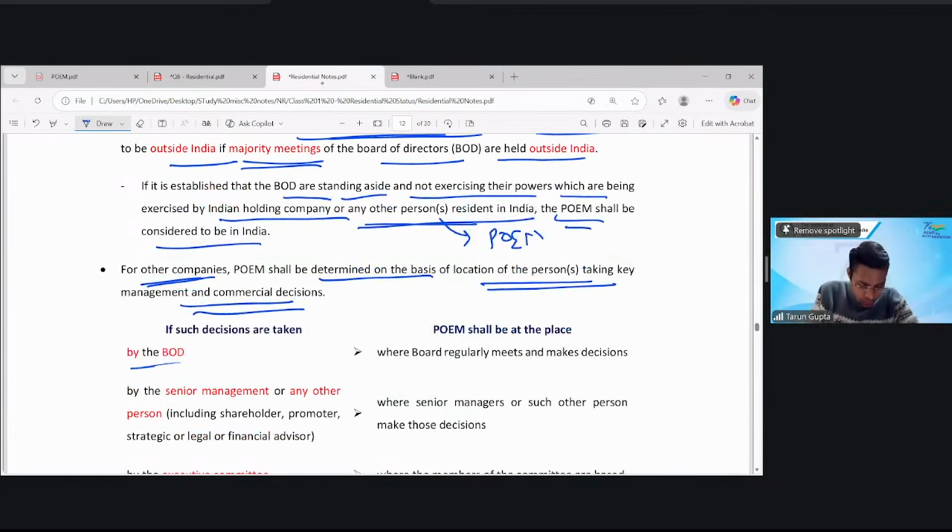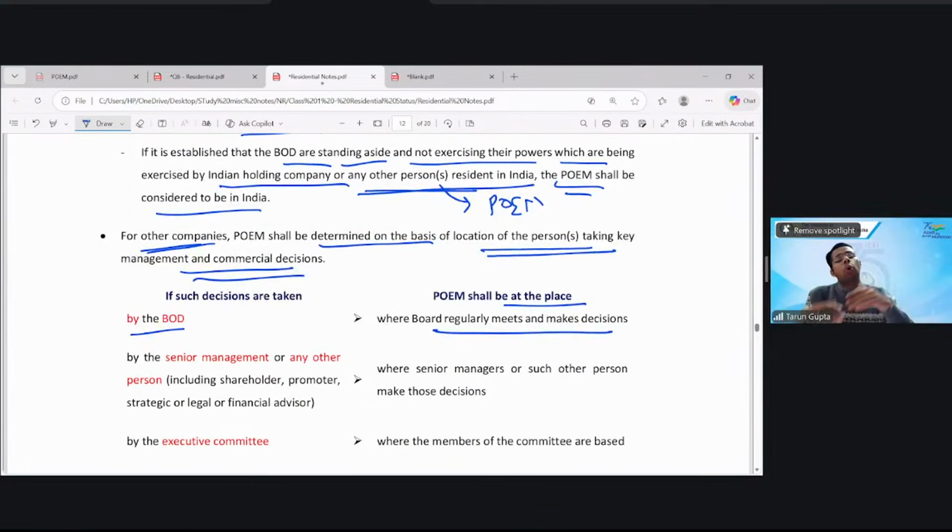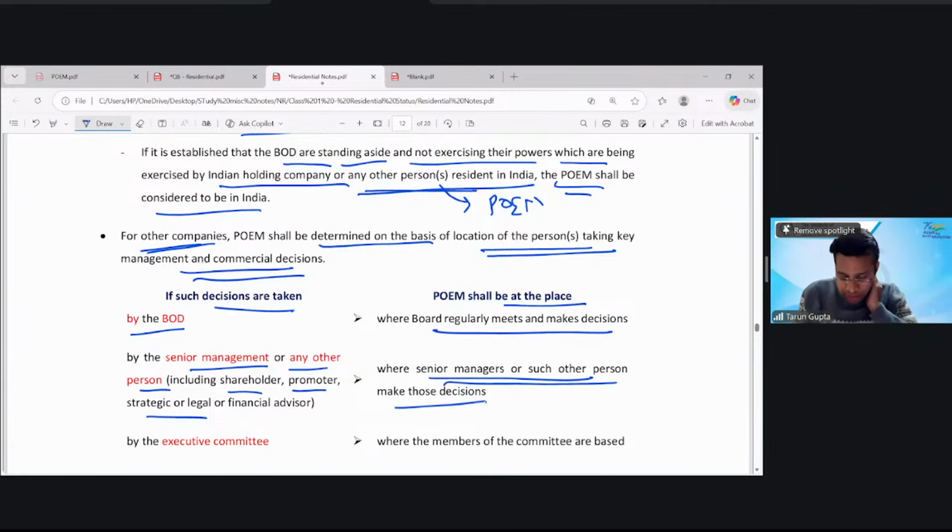If such decisions are taken by the board of directors, the poem shall be at the place where the board regularly meets. It may happen that the board may delegate its power, its authority to take the key management decisions to a senior manager, or to a shareholder or to a legal or financial advisor. If such decisions are taken by senior management or any other person, including shareholder, promoter, strategic, legal, or financial advisor, then the poem shall be at the place where the senior manager or such other person makes those decisions.